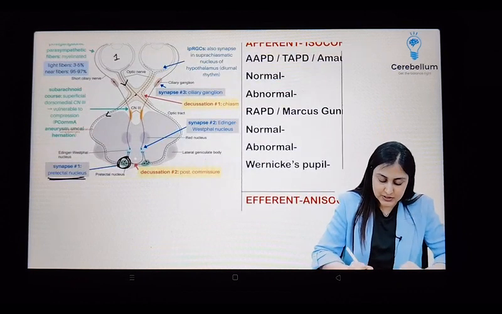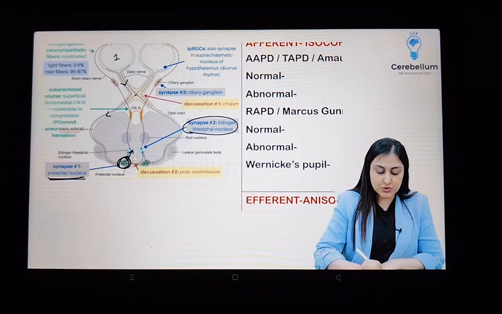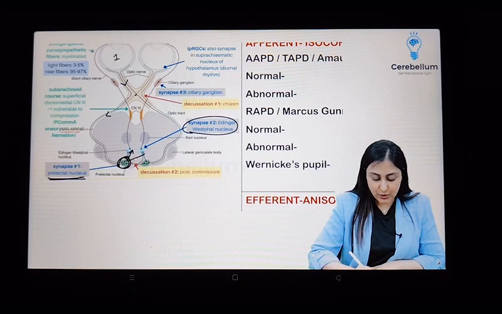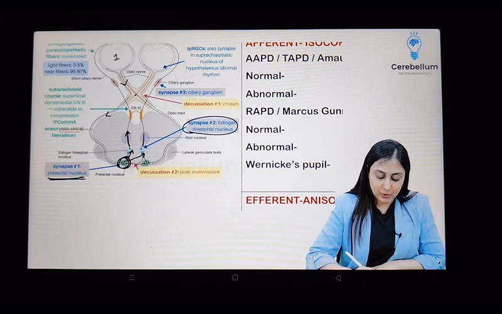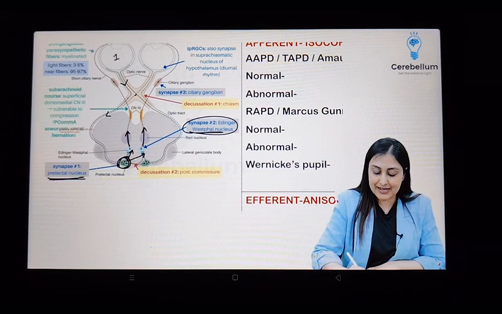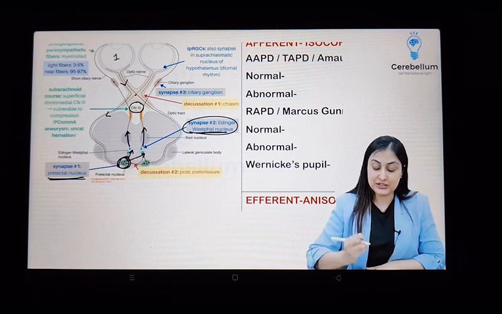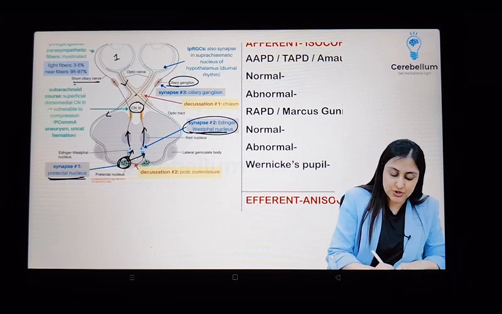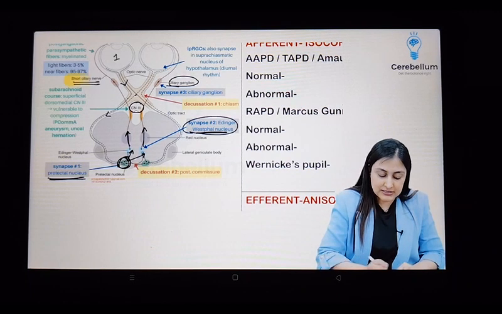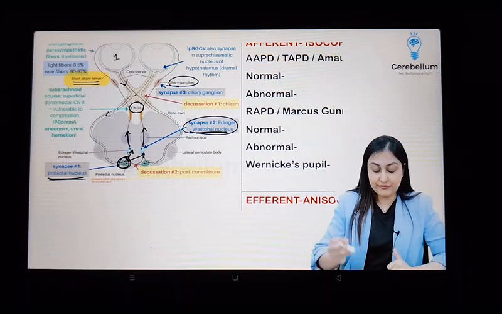From the pretectal nucleus, it goes to the Edinger-Westphal, and this is where it crosses. Now it doesn't just go to one side, it goes to the contralateral side as well. So it goes to both the sides, and this is how both of the impulses are going to go from the parasympathetic nucleus, which is the Edinger-Westphal nucleus, via cranial nerve 3, that is the oculomotor nerve, via the ciliary ganglion through the short ciliary nerves. These short ciliary nerves are going to make the pupil contract, alright? So this is the light reflex pathway.